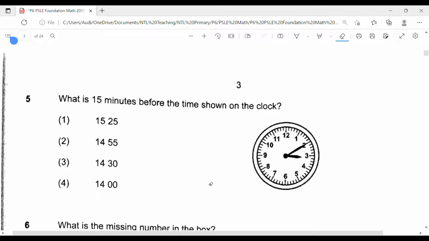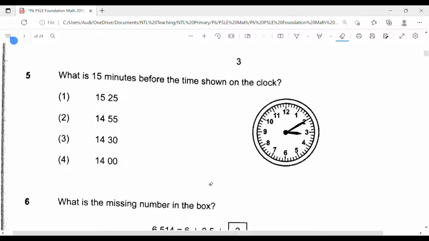Right, let's look at question 5. What is 15 minutes before the time shown on the clock? So for the time shown on the clock, we look at the short hand first. This is 3 o'clock, right? It's pointing at number 3. And then you look at the long hand, it's at number 2. To count the minutes, the long hand is for minutes.